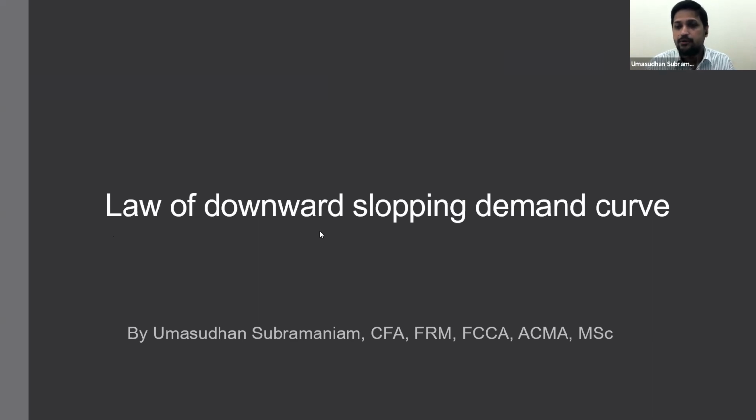So what is the meaning of law of demand? A law of demand talks about the relationship between price and demand. What happens when the prices go up? Demand drops. When prices drop, demand goes up. There is an inverse relationship between price and quantity demanded, and that is what we call law of demand.